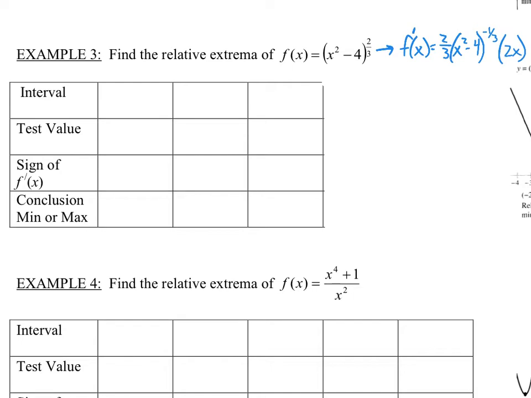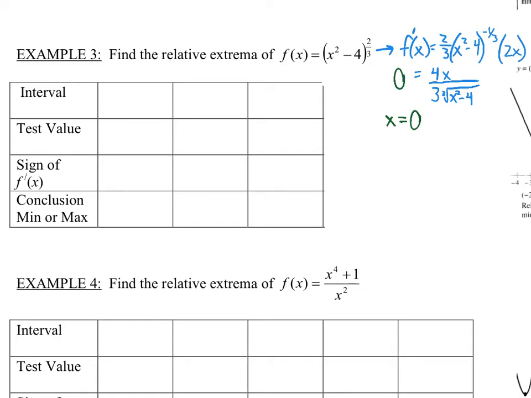Now we need to figure out where this equals 0 or is undefined. So I'm going to simplify a little bit first. I have 2x times 2, so I have a 4x in the numerator, and that's over 3 times the cube root of x squared minus 4. So I need to think about what would make this equal to 0. Just x equals 0.